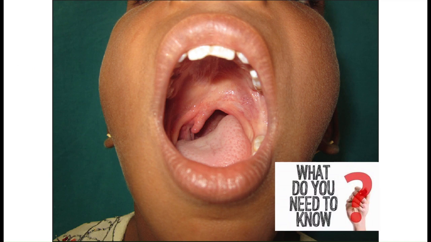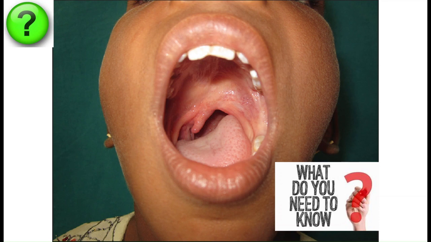Wow, what is this? This is a case of a patient who has a problem. The problem is in food intake, and we asked the patient to open the mouth, and what do we see? We see that the uvula is not in the center. The uvula is deviated towards the right of the patient.